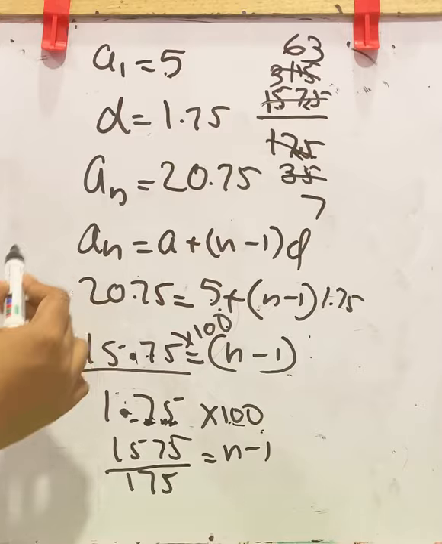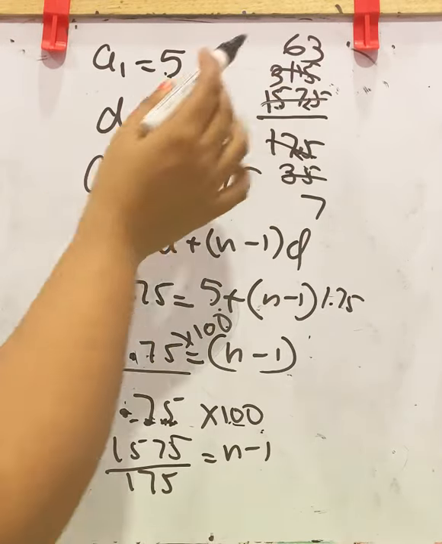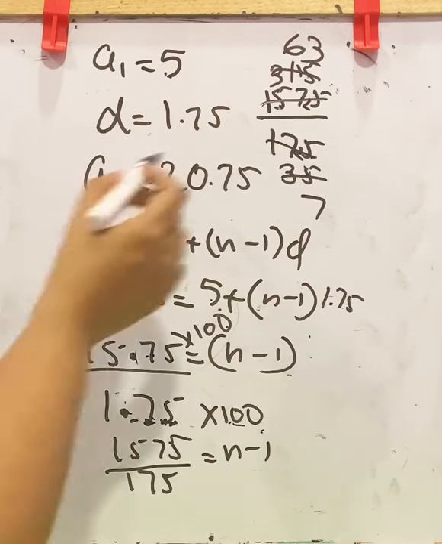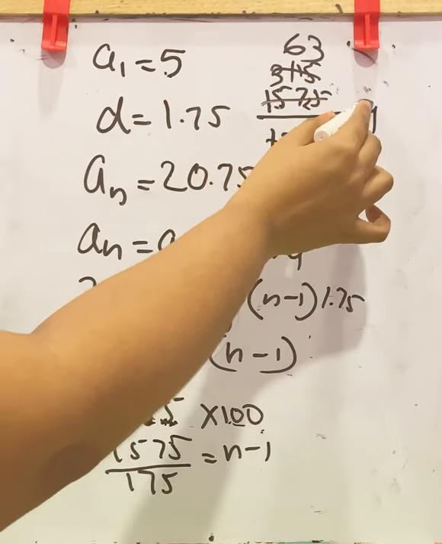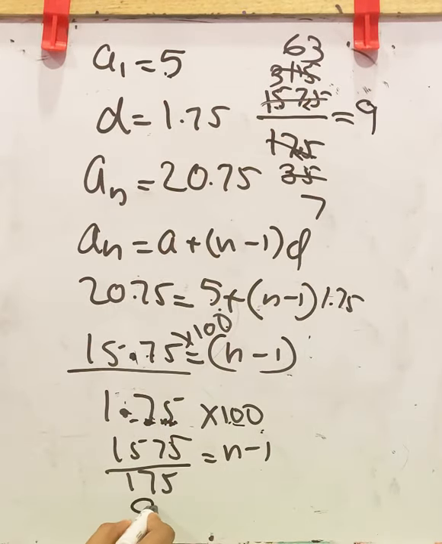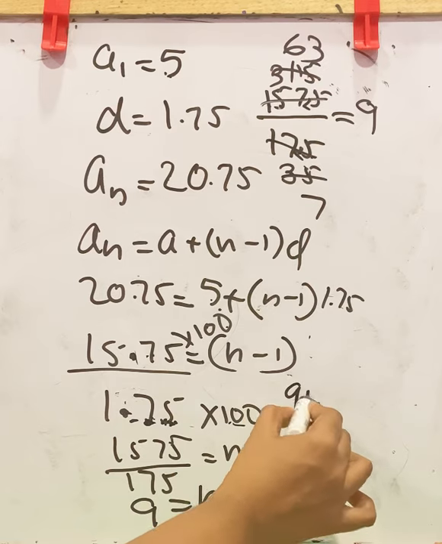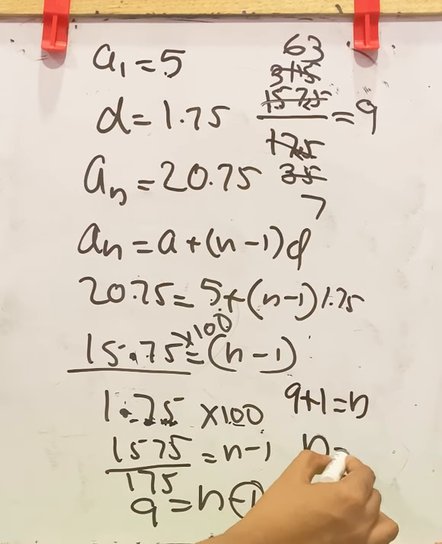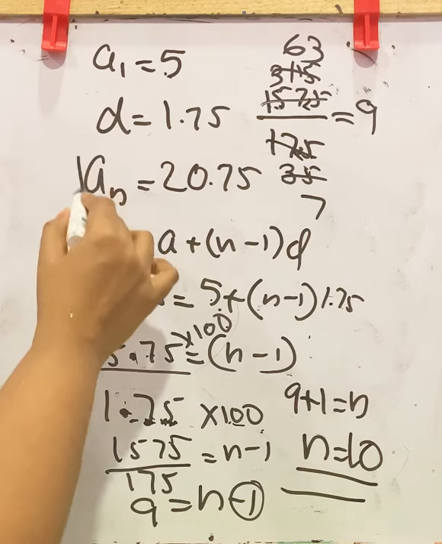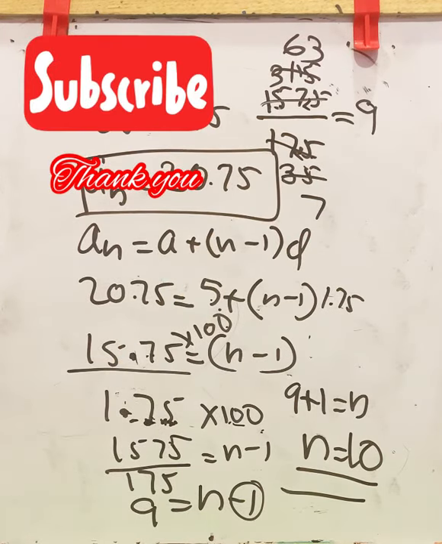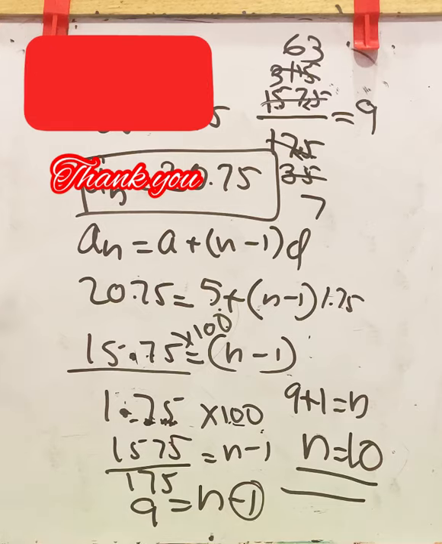5 3s are 15. 63 by 7. 63 is a multiple of 7. So 63 divided by 7 is 9, since 9 7s are 63. The value is 9 equal to n minus 1. So take this minus 1 to this side. So it becomes 9 plus 1 equal to n. That is, the value of n is 10. So in which term does she get 20.75? In the 10th term, the value will be 20.75.